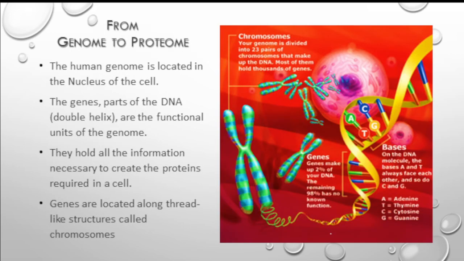Now from genome to proteome. Here we have a brief illustration to show the journey from gene to protein. The human genome is located in the nucleus of a cell. The genes, parts of the DNA double helix, are functional units of the genome. They hold all information necessary to create the proteins required in a cell. So genes are located along the thread-like structures called the chromosomes.